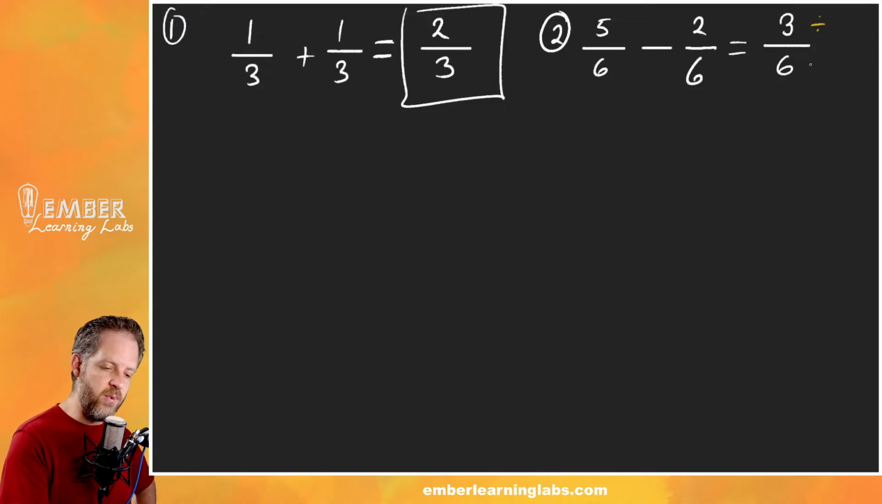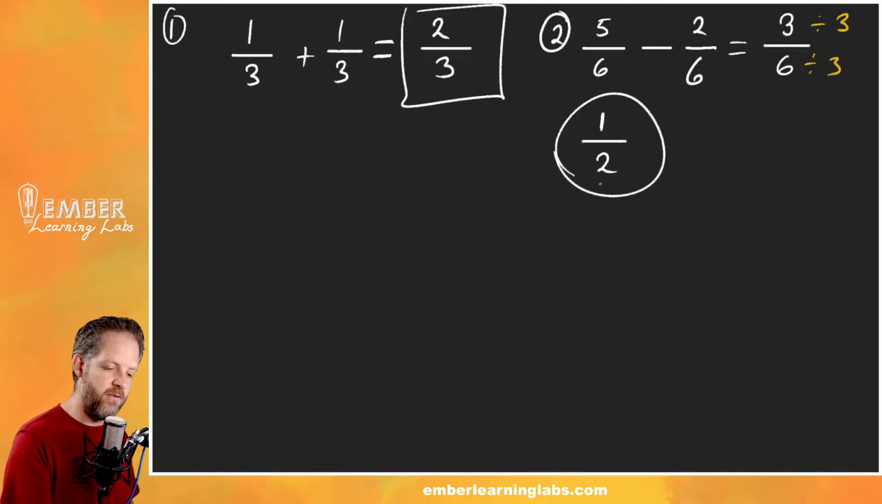Okay, so we can divide the top and bottom because they both have a common factor. They both are divisible by 3. What's 3 divided by 3? Well, 3 divided by 3 is 1. 6 divided by 3 is 2. So 5/6 minus 2/6 is 3/6, which reduces to 1/2, right?